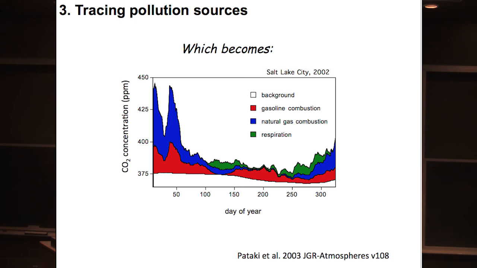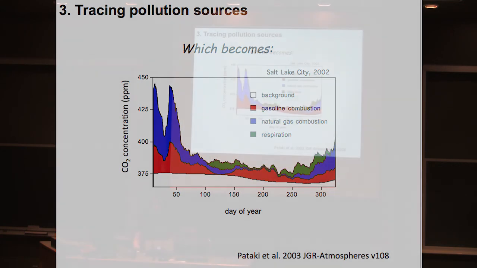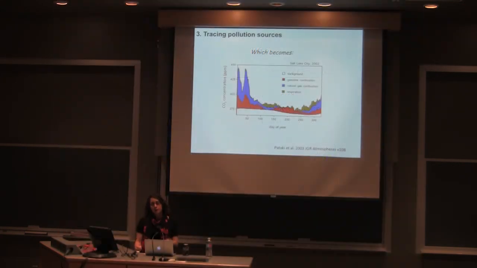So this shows us that in the winter, natural gas combustion is super high. Makes sense, because it's used for heating. And in the summer, you get this biological component from respiration. Makes sense, because in the summer, plants have leaves, it's warm, and the soil is respiring. So these basic patterns make sense. And this was the first study that we did using this method in 2003. And since then, we've refined this method quite a lot.